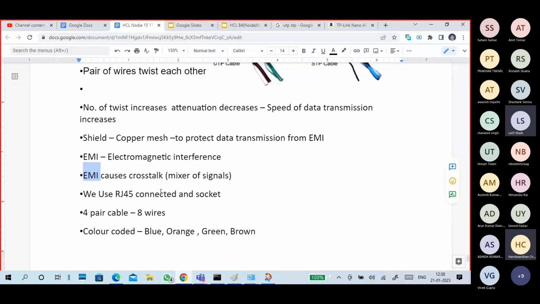So the next important point is we use an RJ45 connector and socket to connect these cables.